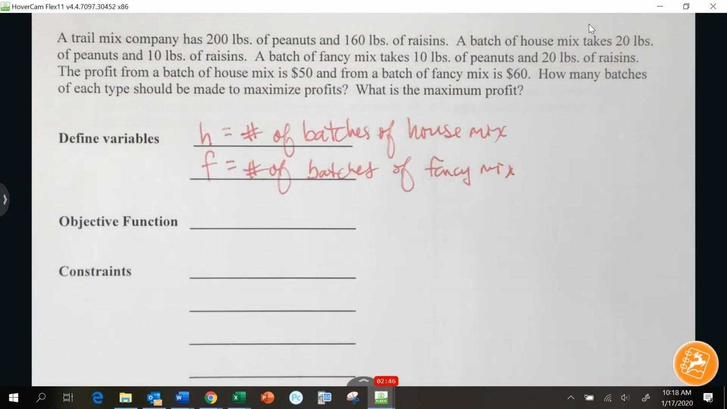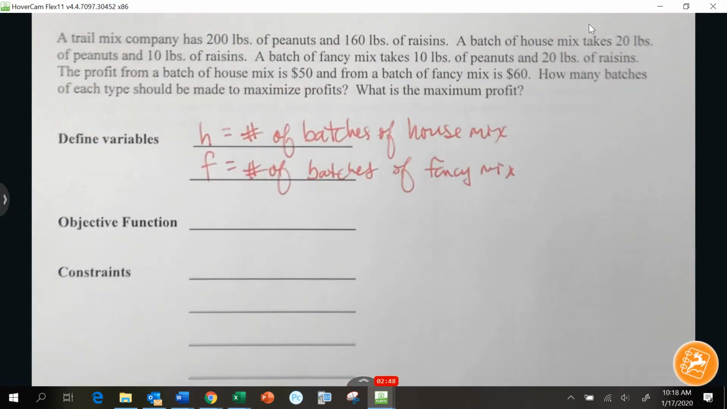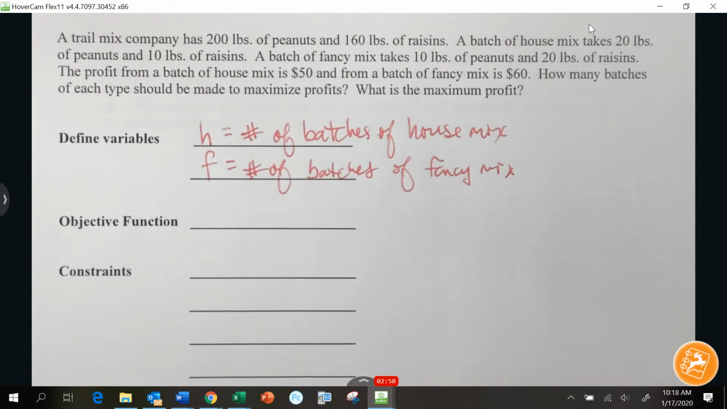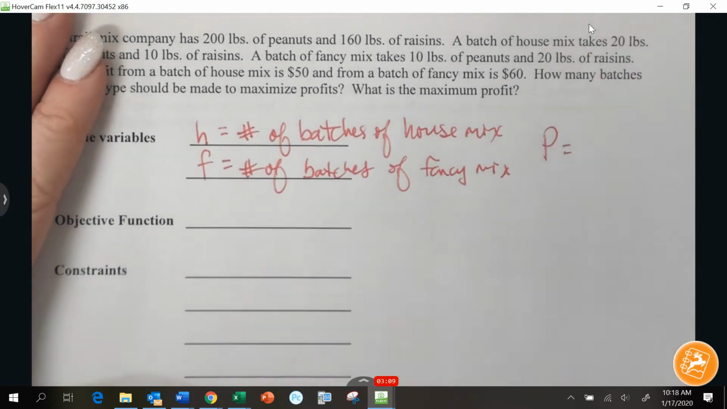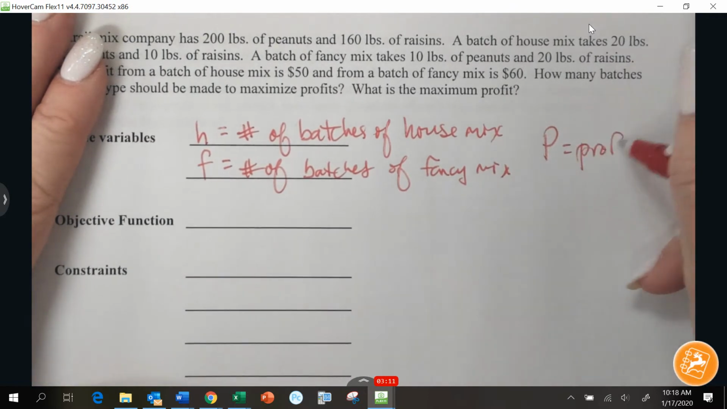There is one more variable which sometimes I define and sometimes I don't, so I don't want you to be totally confused if you see it on one of my assignments, because sometimes I put it there and sometimes I don't. I think it just depends on who you have, but there is one other unknown thing here. What are we also trying to find? The maximum profit. So I might say that P is going to represent the profit.